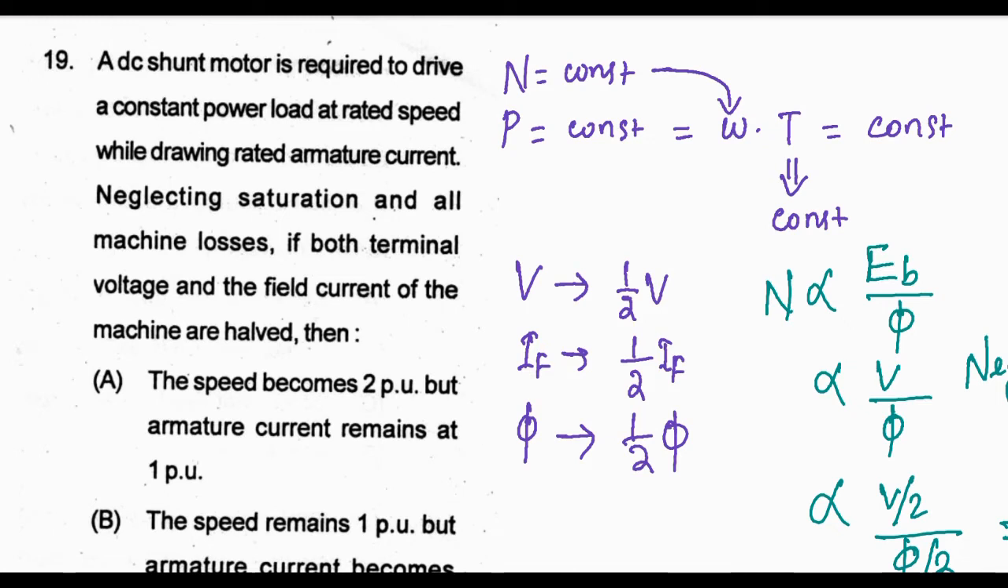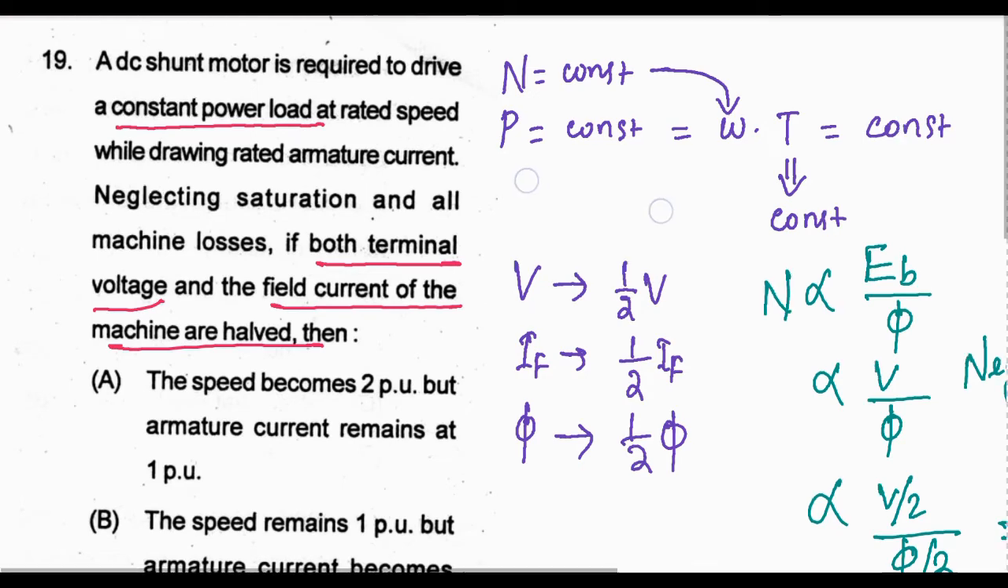Next is question number 19. A DC shunt motor is required to be driven at constant power load at rated speed while drawing rated armature current, neglecting saturation and all machine losses. If both terminal voltage and field current of the machine are halved, then, what is given here? Both terminal voltage and field current of the machine are halved. So terminal voltage is halved and field current is also halved.